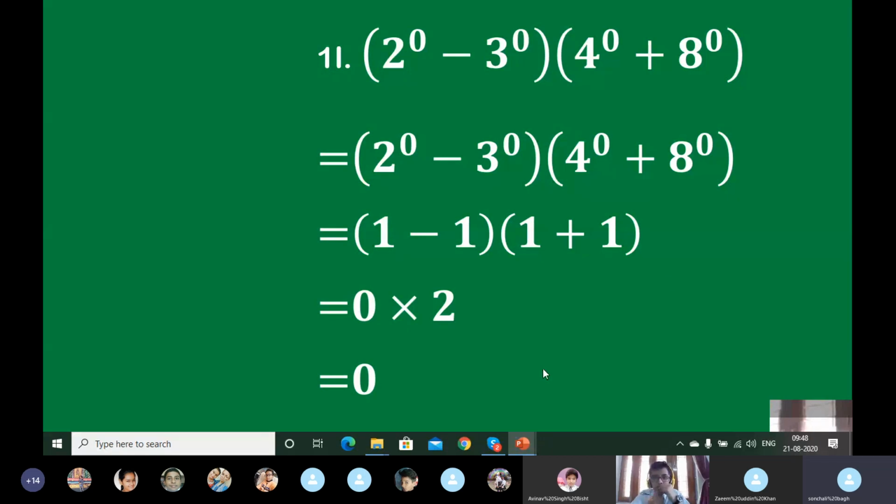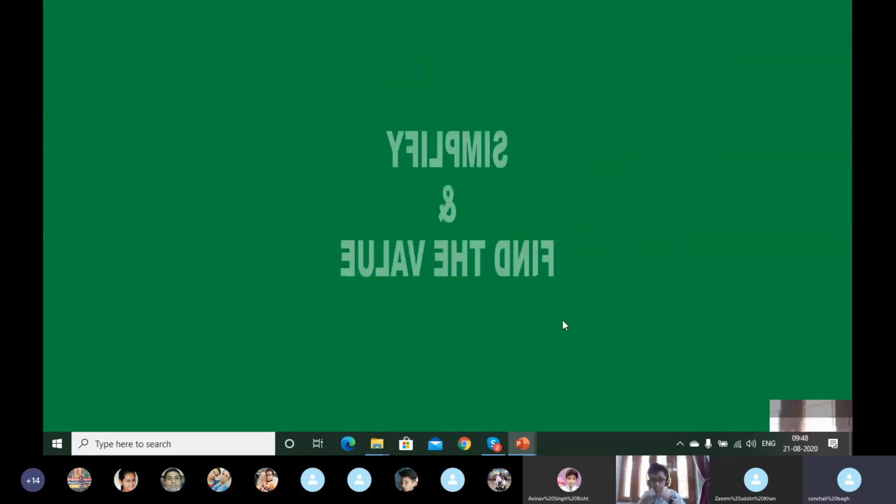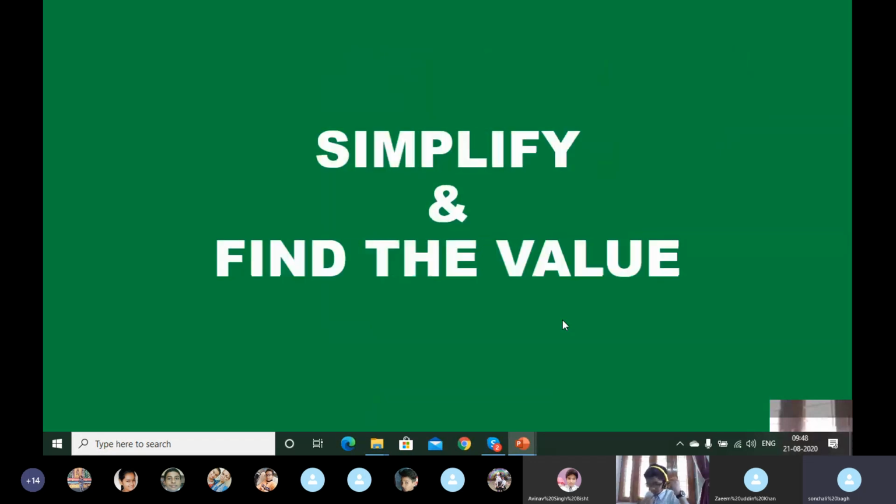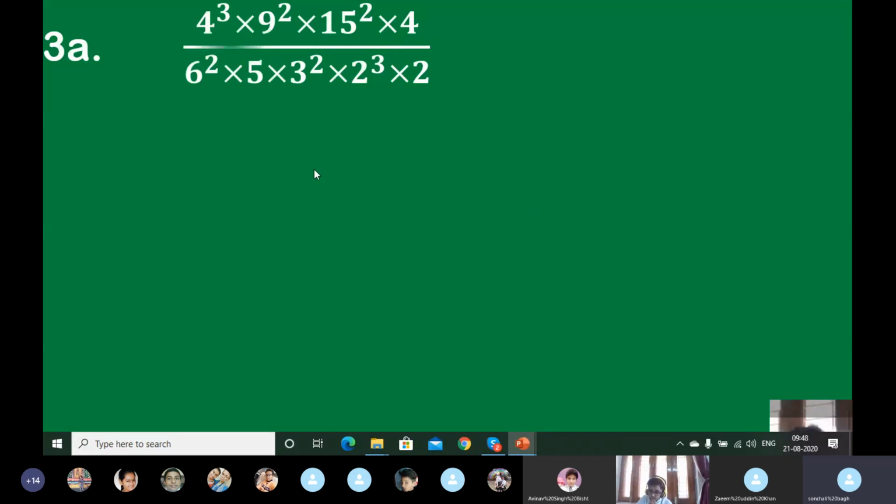This is another form. In the previous form we were simplifying but not finding the values. But in this form, when we say simplify and find the values, we have to see: in the previous form, every number was in its lowest exponential form. Right? So in case of simplification, we first have to convert the numbers into their lowest simplified form.